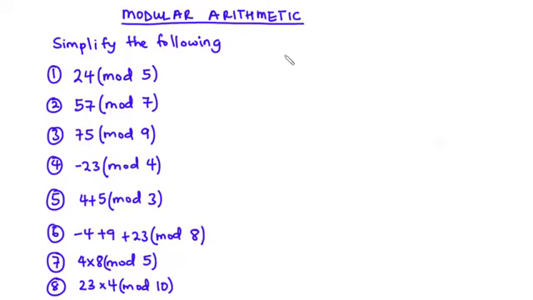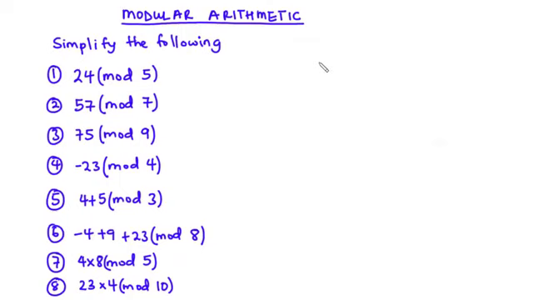In today's video, we are going to look at the topic modular arithmetic. We are going to learn how to calculate the value of numbers for a given modulo. Now let's start today's lesson by defining what modular arithmetic means.